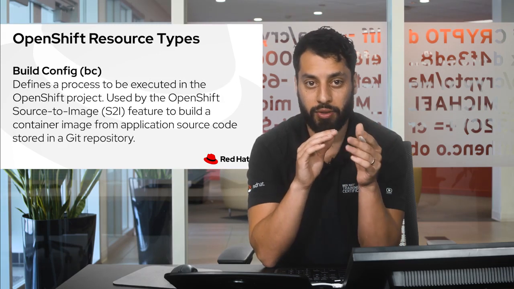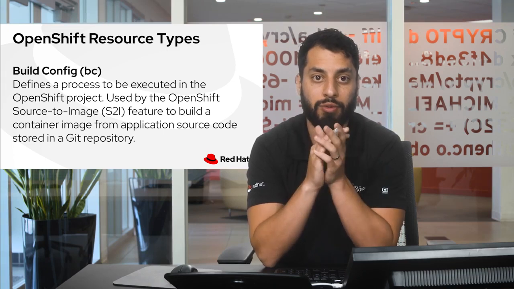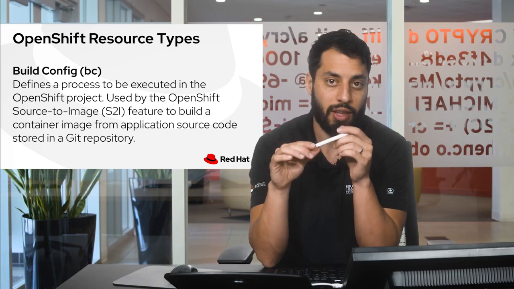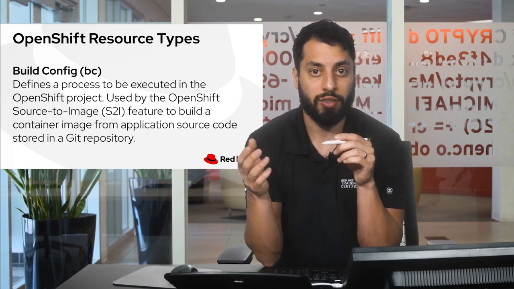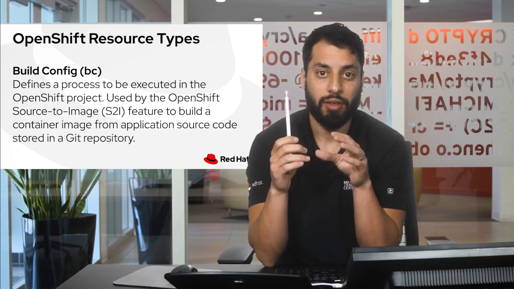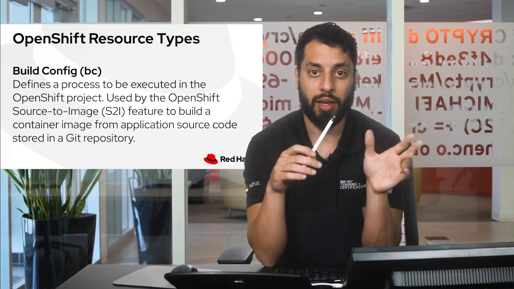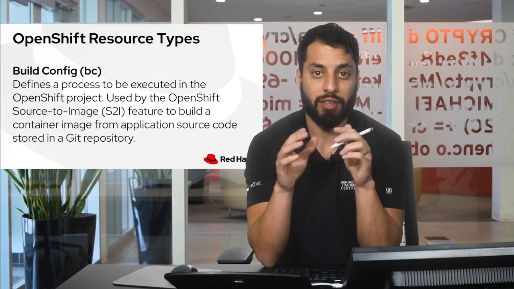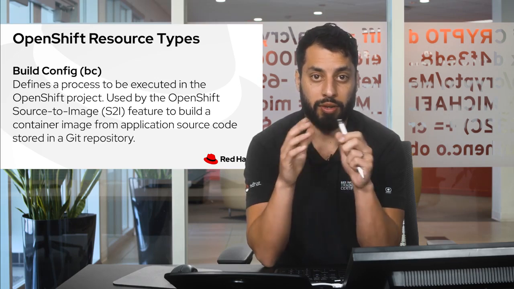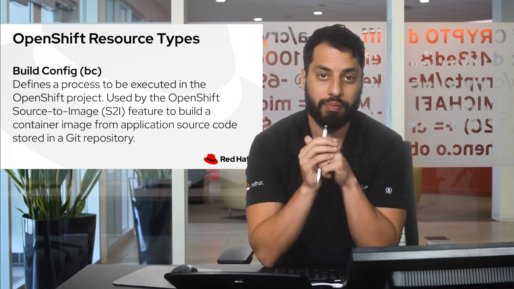We also have the build config. The build config is what is used when we are using a feature in OpenShift called source to image. That is when we provide OpenShift with a link to a Git repository. OpenShift clones the Git repository and then builds an image for us that is based on that source code. So the build config is responsible for all of that.